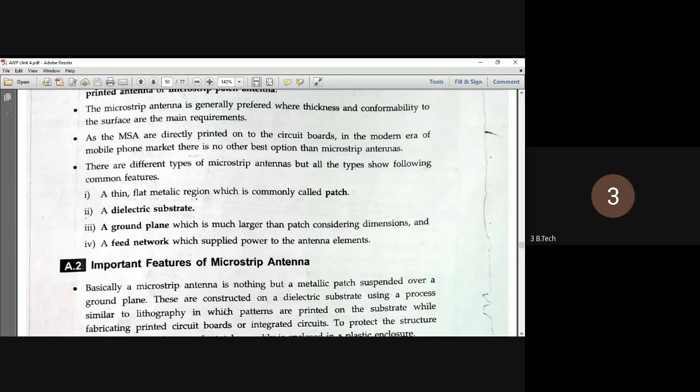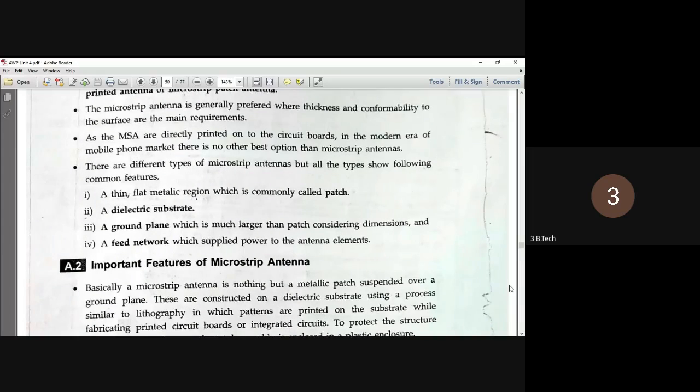Is the screen visible? Yes, sir. Its dielectric constant is 2.2. On top of the dielectric substrate is a copper plate, and the back portion is also a copper plate. According to the shape it is etched. If we want a rectangle, we bring it to a rectangle shape; if square, a square. The copper plating at the back of the substrate board is called the ground plane, through which we can eliminate reflections. The ground plane is much larger than the patch in dimensions.